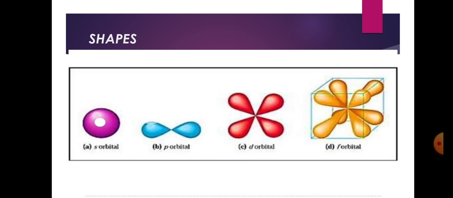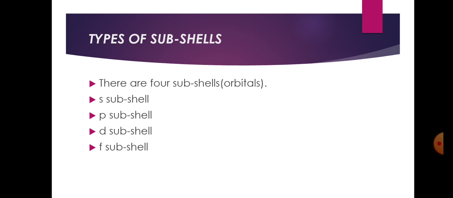The S orbital is spherical, meaning in the form of a circle. The P orbital has a dumbbell shape, meaning it has two loops. The D orbital has a double dumbbell shape, meaning it has four loops, and the F orbital has a complex shape, which will be discussed in higher grades. Now we discuss these subshells one by one: the S, P, D, and F subshells.